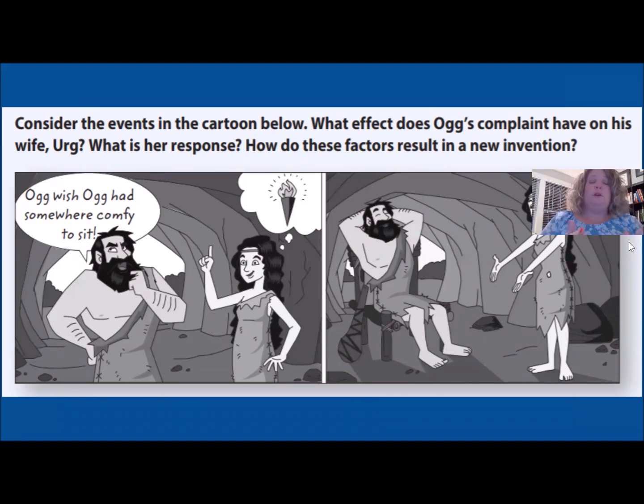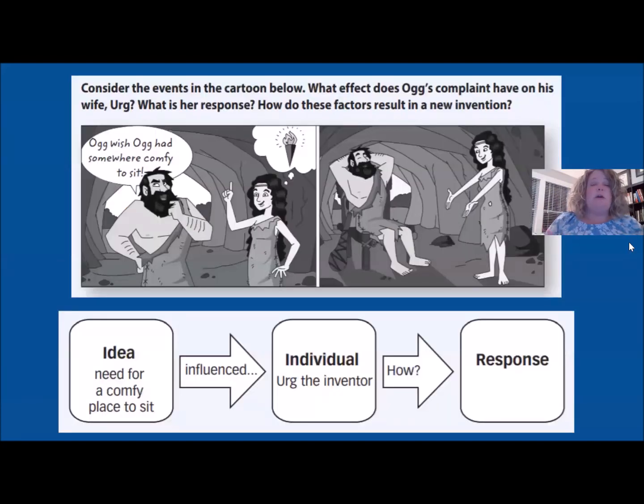The cartoon says, Og wish Og had somewhere comfy to sit. And you can see Erg go, ah, and a little fire lights up over her head. You can tell she's thinking. Then she comes back and presents him with the chair. So let's look. The idea was that Og needed a place that was comfy to sit. Well, that one idea influenced Erg, the inventor, as a person. So the idea influenced the individual. Now, that individual created something new, which was a chair.